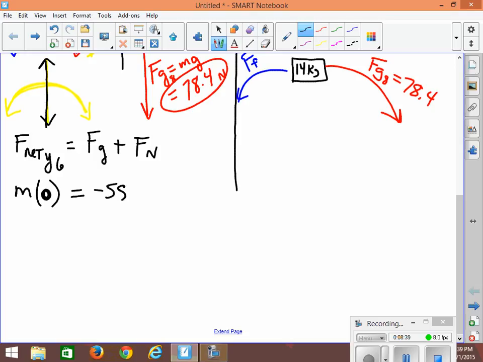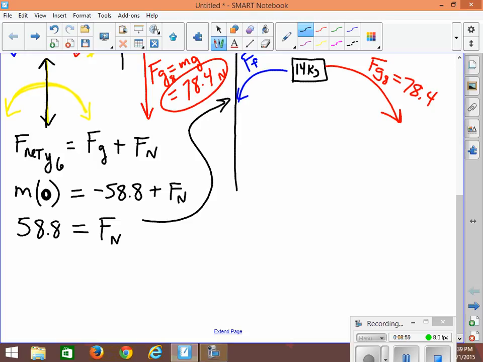So here I am using a negative to show down. And then the normal force is the force that's up. And we get what we pretty much assumed anyway. The normal force balances the gravity. And so it's equal to 58.8. And that's kind of important because we know we're going to need the normal force when we start figuring out the friction.